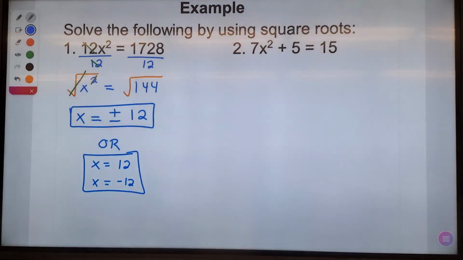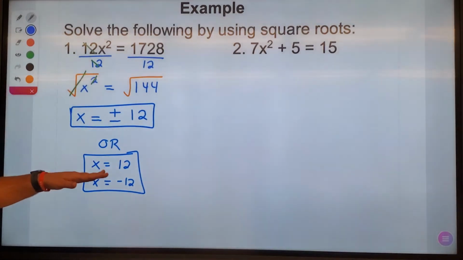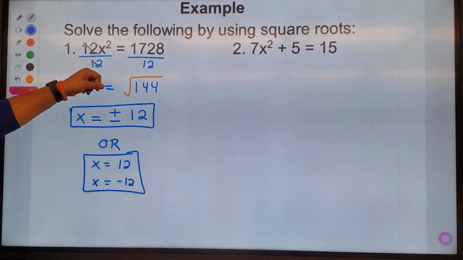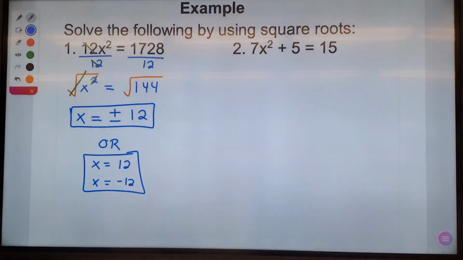Okay. You could also then take these and plug them back in and check your work. So just go back and plug it in for the x. So if I took 12 times 12 squared, I would get 1,728, which would tell me that I'm correct. I could also take 12 times negative 12 squared. I would also get 1,728, which again would show me that I'm correct.